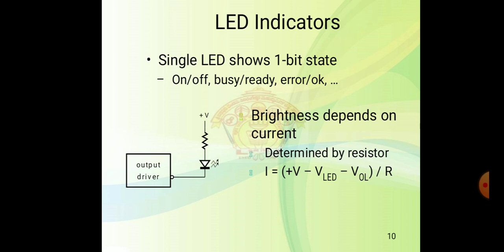Here we can see the diagram of the LED and it is connected with the output driver. When the output driver is low, it is an active low signal, so we can give active high and active low signals. The brightness of the LED will depend upon the current flowing through it, and that current will be determined by I equals (V minus V_LED minus V_OL, the output low voltage) divided by the resistance. In this way we can determine the resistance or control the current. This is about the LED.